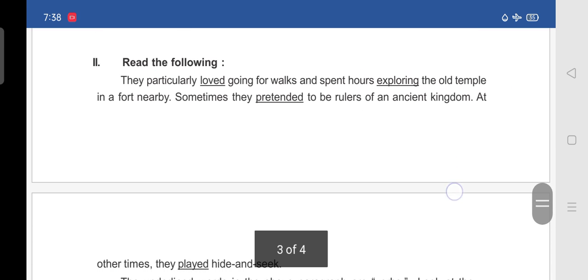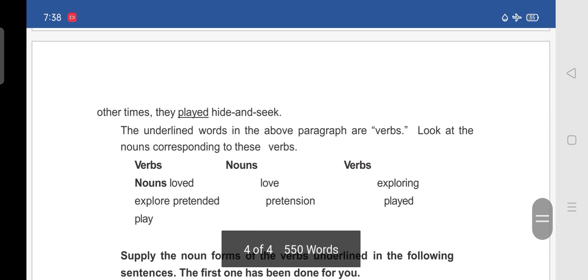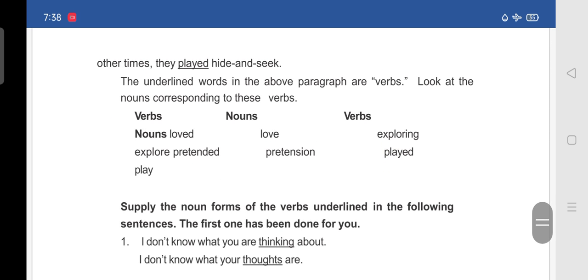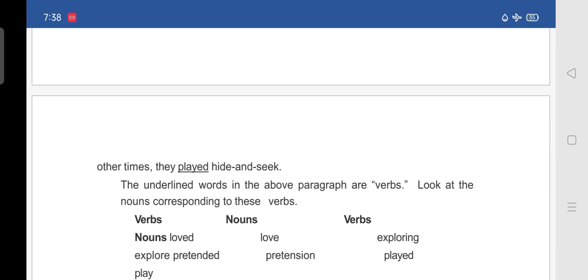Roman number 2. Read the following. They particularly loved going for walks and spent hours exploring the old temple in a fort nearby. Sometimes they pretended to be rulers of an ancient kingdom. At other times, they played hide and seek. The underlined words in the above paragraph are verbs. What are the underlined words here? Loved, exploring, pretending, played. These are verbs.